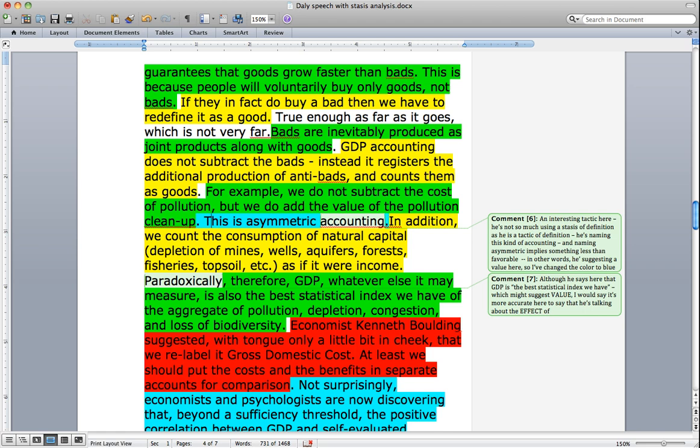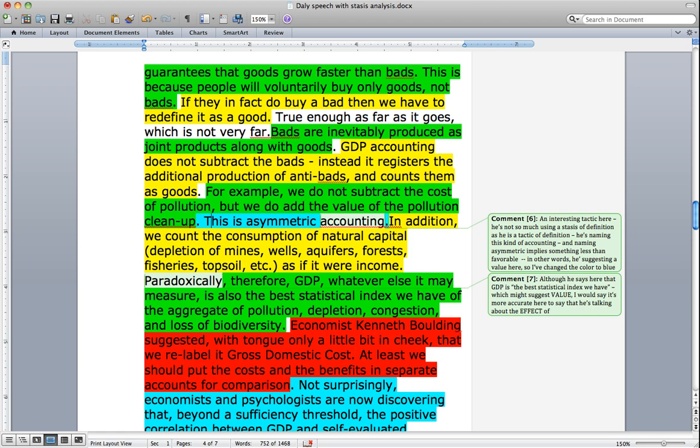And I'd say that when he says this is asymmetric accounting, it's an interesting tactic I've seen here. He's using a kind of tactic of definition. He's naming the kind of accounting that we're using. But there's also a real kind of implication there. Asymmetric implies something not favorable, right? So I'd say he's making a value judgment there and telling us that there's something bad going on here. There's an effect and there's a bad effect.